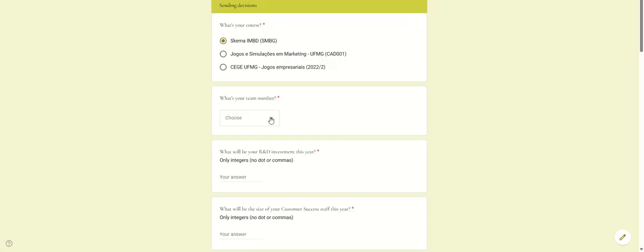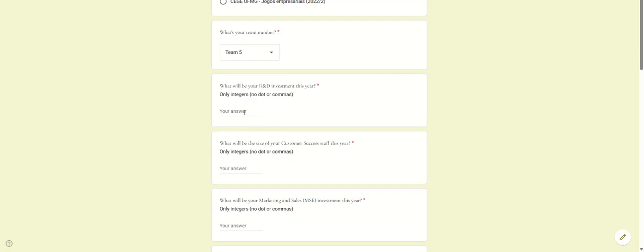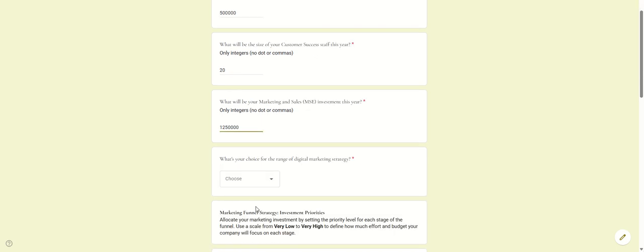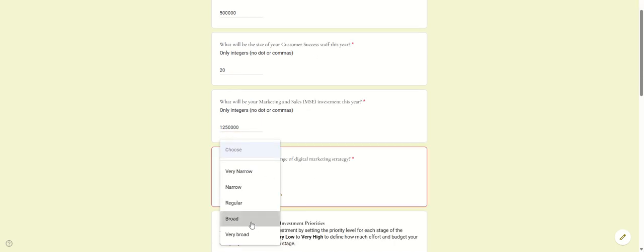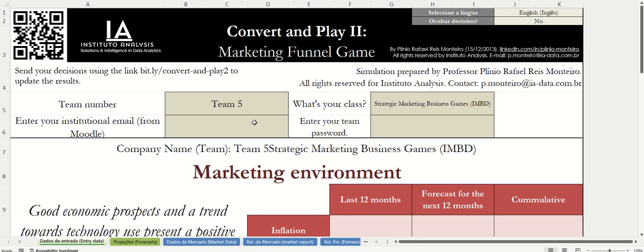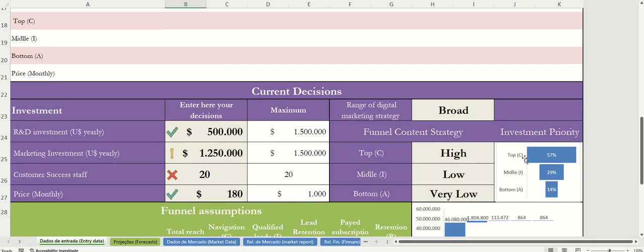Select your course again, your team number, let's say that I'm team number 5. Then you select your R&D investment, your customer staff, your marketing and sales investments. You choose a range of digital marketing, like say broad, and then you define your priority for the marketing funnel. So I put here very high. So let's return here to the Excel. So it's top, high, low, very low.